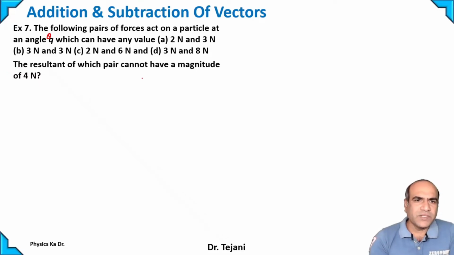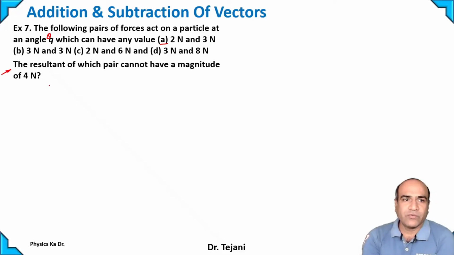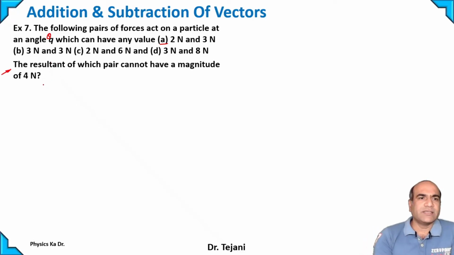And the resultant of which pair cannot have a magnitude of 4 Newton. That means the resultant should not have magnitude 4 Newton. Out of this pair, if pair A is there, it is having 2 and 3, the resultant should not be 4 anyway. So how to find this?